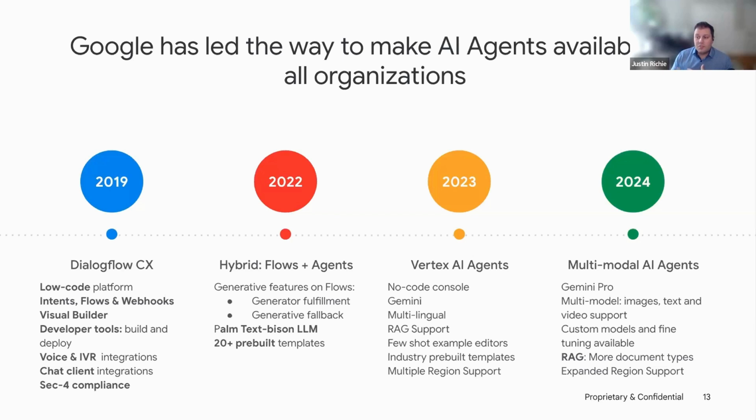And then as Vertex AI got a lot of foothold, this is where Gemini got introduced late last year. This is where RAG support and being able to provide examples, like few shot learning, really those industry templates, and then multi-region support as well. And then as we start thinking about multimodal AI agents, Gemini Pro is able to ingest images, text, and video, getting into more of that fine tuning and more examples from that.